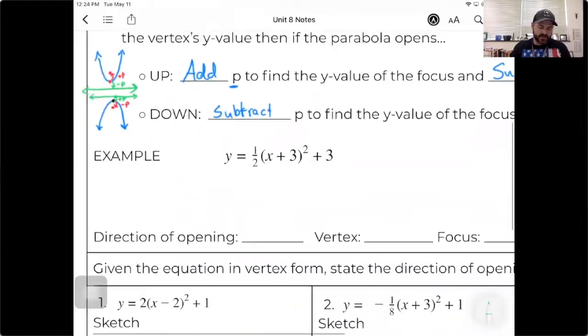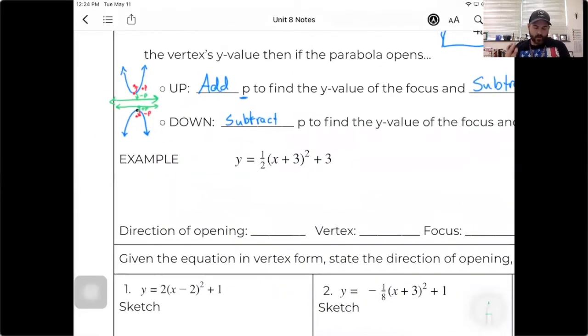Okay, so here's our first example. All right, what I want us to do as we do this, we're going to make a sketch of this to help understand what it looks like.